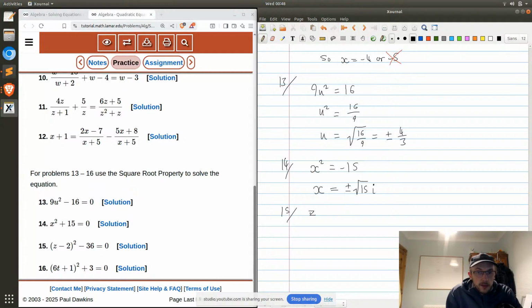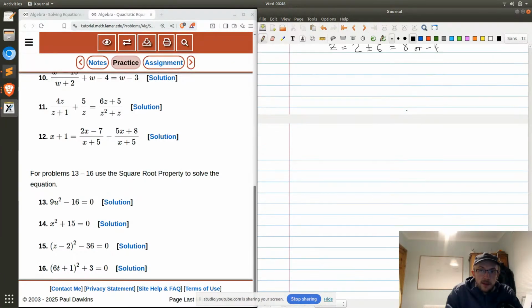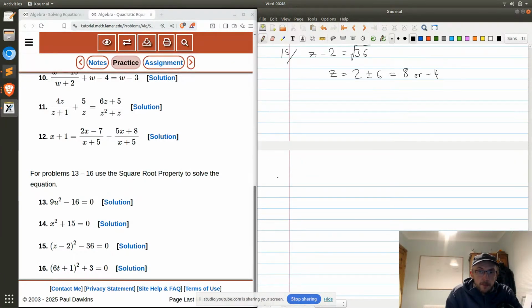Now, for the 15th problem, z minus 2 equals 36 square rooted. So z is equal to 2 plus or minus 6, which is 8 or minus 4. And now for the 16th problem.